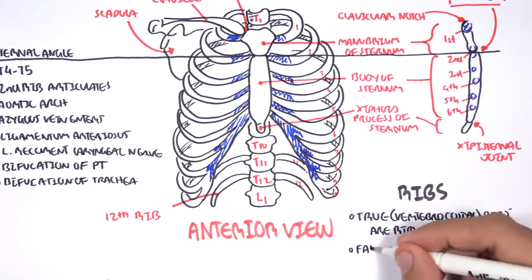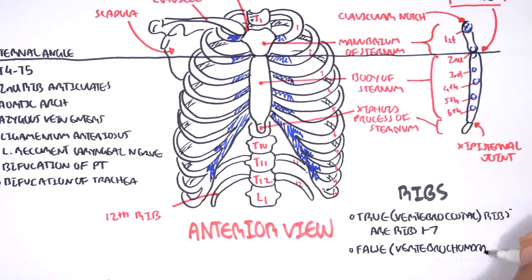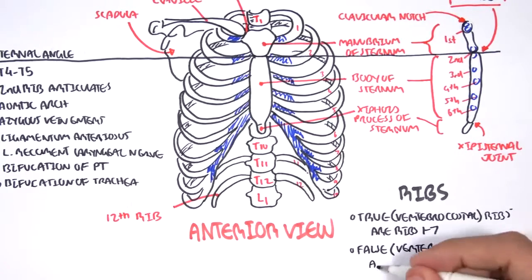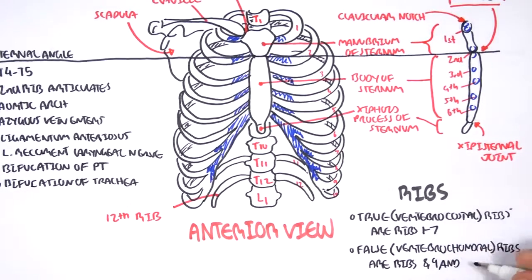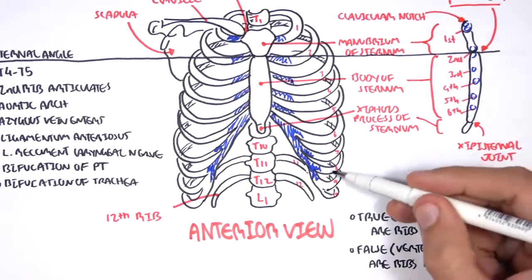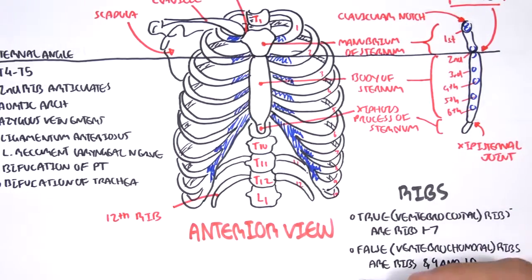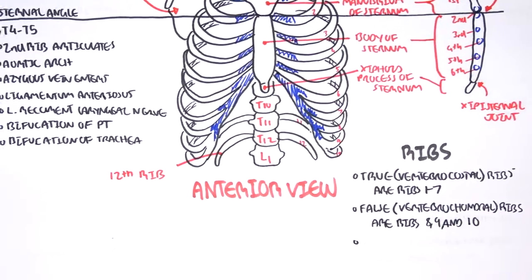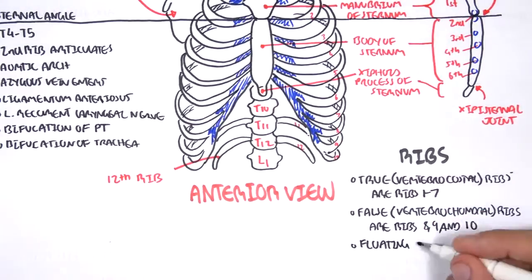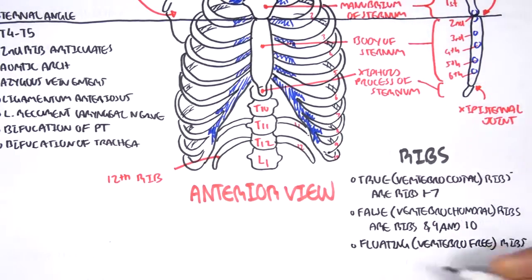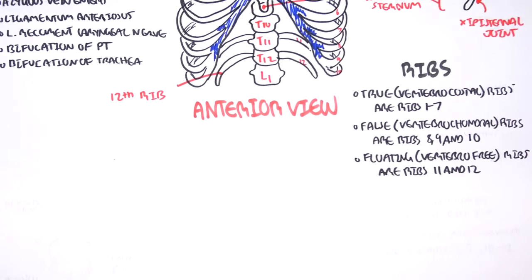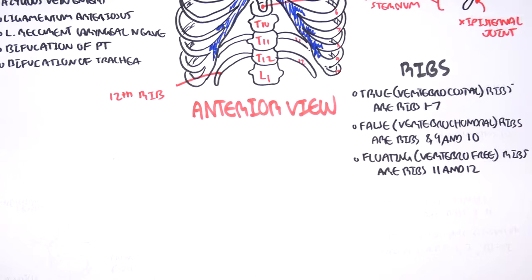Then you have false ribs, or vertebrochondral ribs, which are ribs 8, 9, 10. These ribs originate from the vertebra and attach to the sternum by joining to the cartilages of ribs 6 and 7. Finally, you have floating ribs, or the vertebral-free ribs, which are ribs 11 and 12. These are the ribs that originate from the vertebra, but don't attach anywhere.